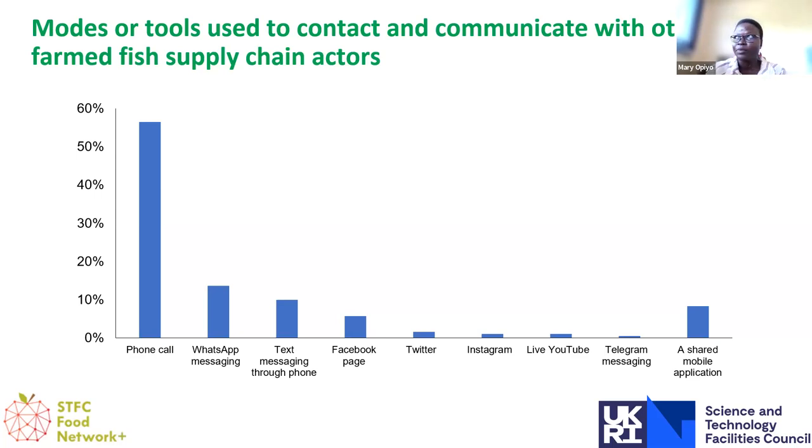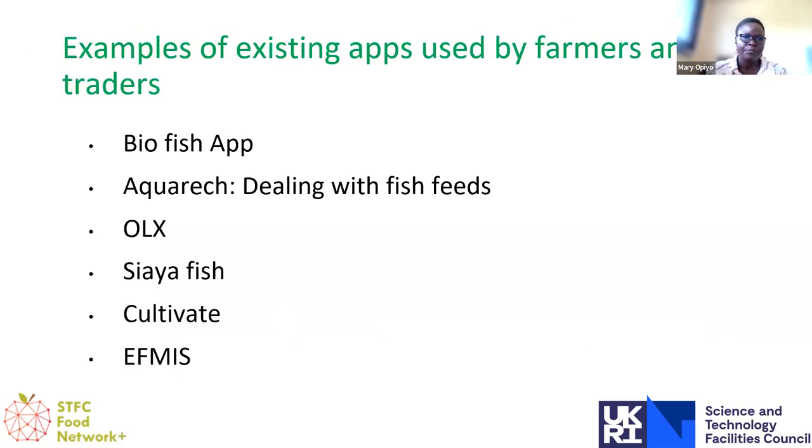Or if the buyer says that they only want to buy the fish at 250, then that one is the cost that they will use to sell the fish. So currently there are some applications in the market. Some of them have been made for certain products and nowadays they are getting their way to fish. The problem is that they are put in a certain geographical region.